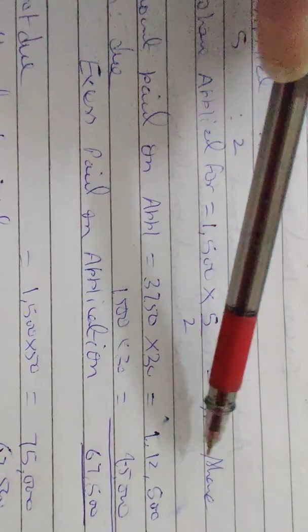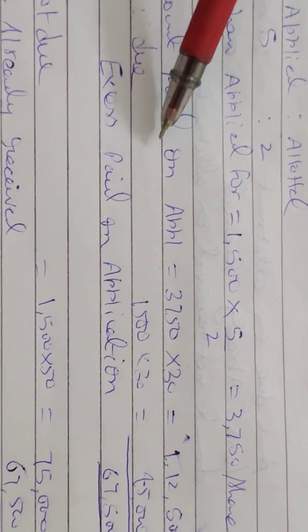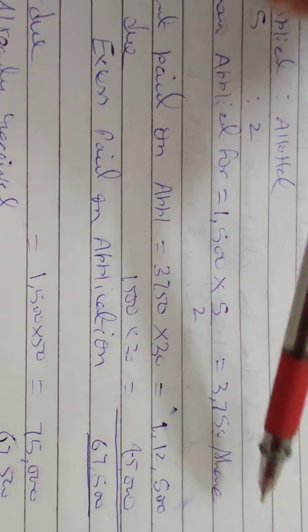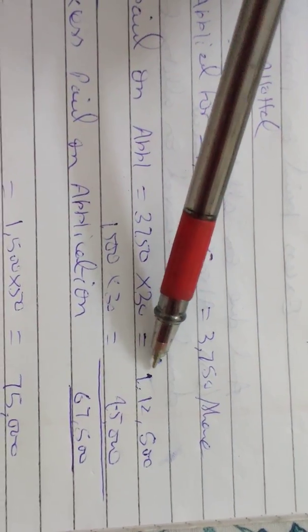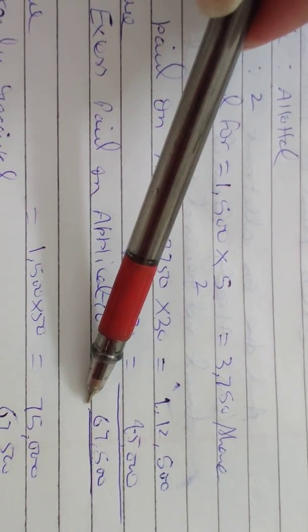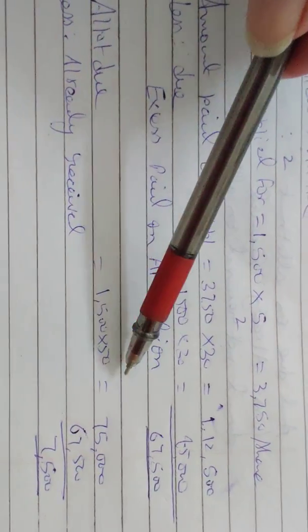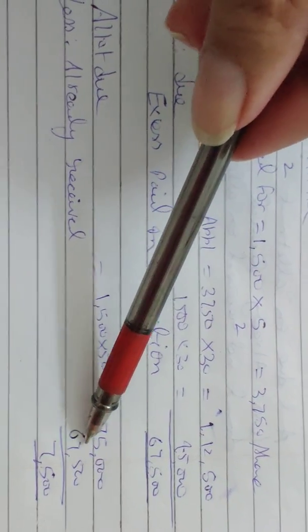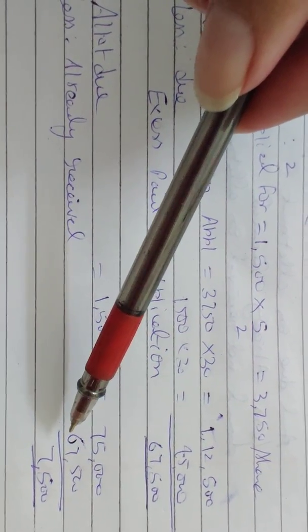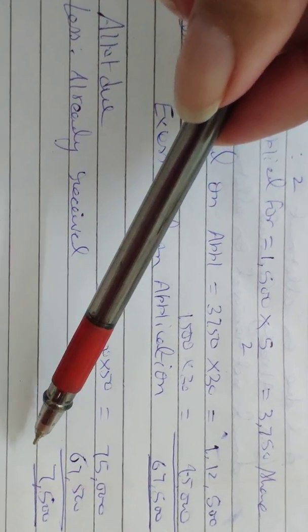So that comes to 1,12,500. Less due, 1,500 into 30, 45,000. 1,12,500 received. Due from them is 45,000. So excess paid on application is 67,500. Now we will find out his allotment due. Allotment due is 1500 into 50, 75,000, and 67,500 we have already received. So amount not paid on allotment is 7,500. Now come to your table.